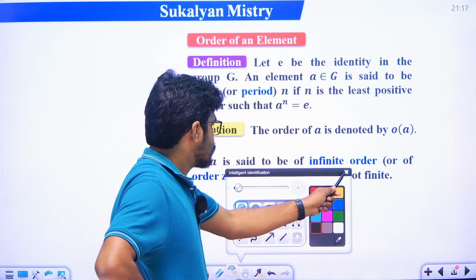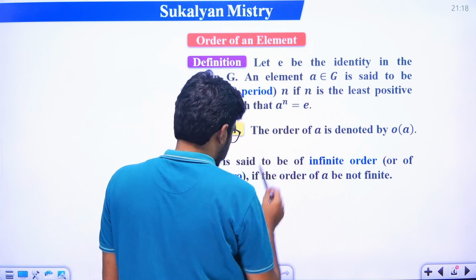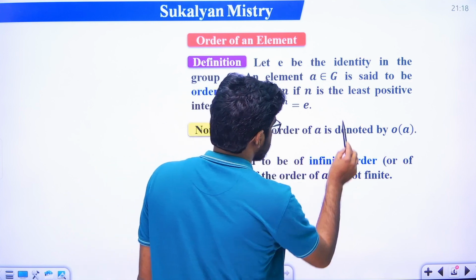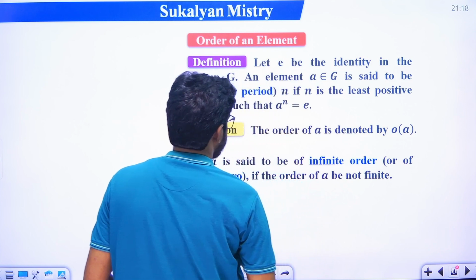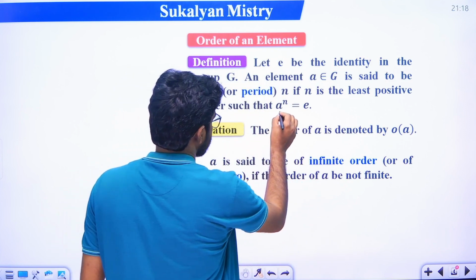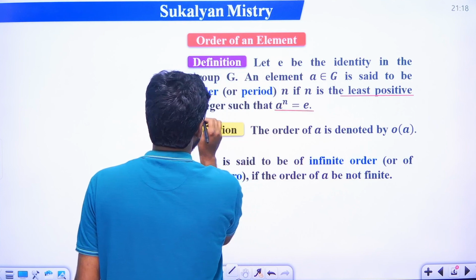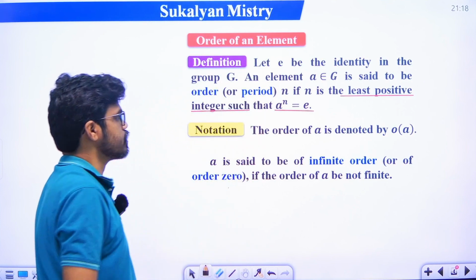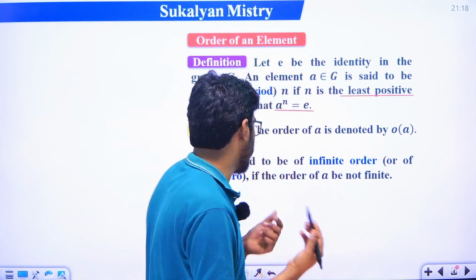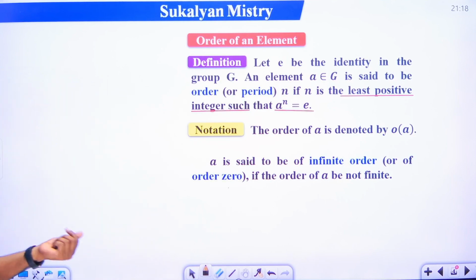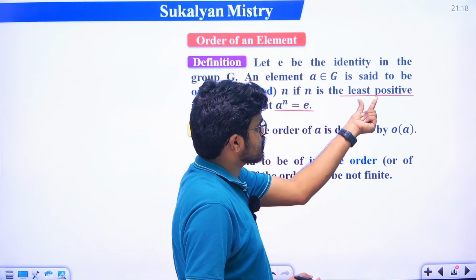So an element A is said to be order n, order that is also called period, if n is the least positive integer. That is very important. N is the least positive integer such that a to the power n will be e. ঠিক আছে? And the order of an element, order of A, that is denoted by OA, ঠিক আছে? The order of A is said to be infinite order if the order of A is not finite, right? That is important. N is the least positive integer.